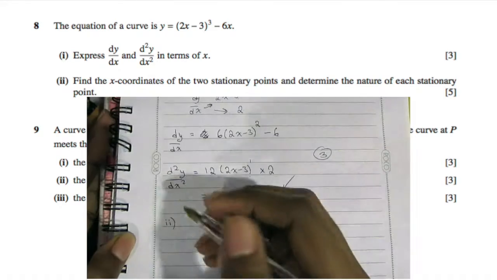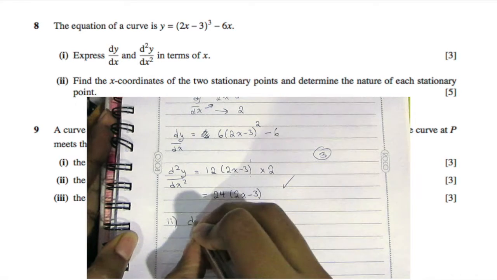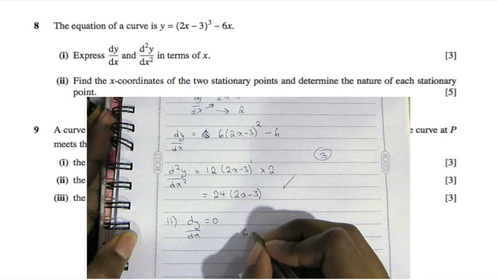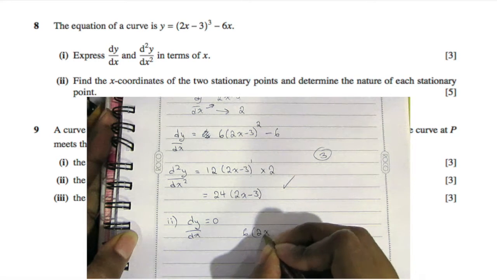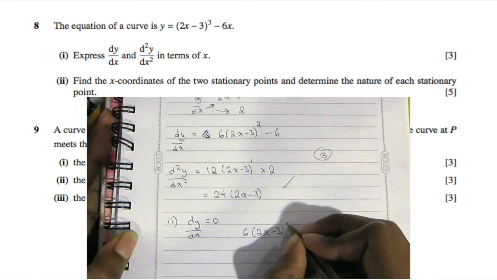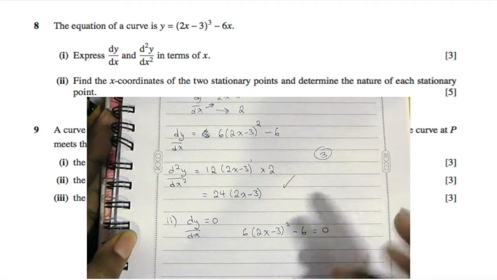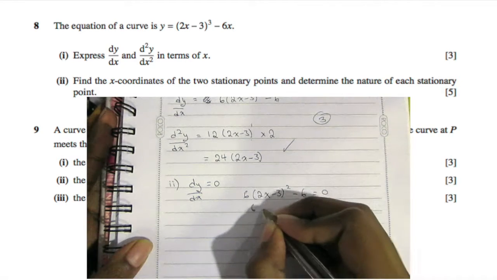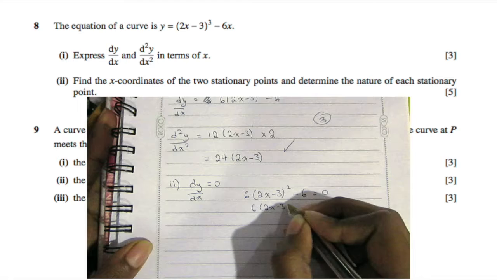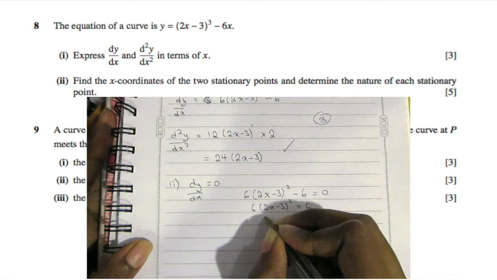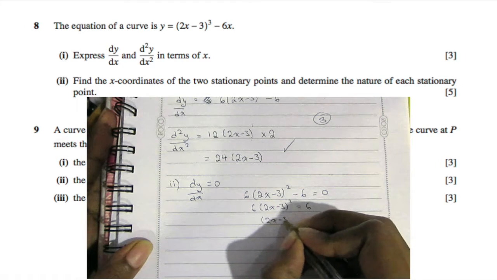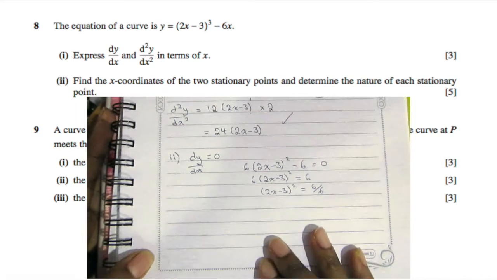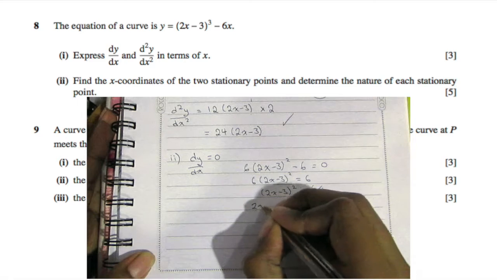All right, so part 2. Find the x-coordinates of the two stationary points and determine the nature of each stationary point. Whenever there's a stationary point, dy/dx should equal 0. So 6 times (2x minus 3) squared minus 6 is equal to 0. We move negative 6 to the other side, which gives us positive 6. Then we divide by 6 on both sides, and that gives us 1. So (2x minus 3) squared is equal to 1.